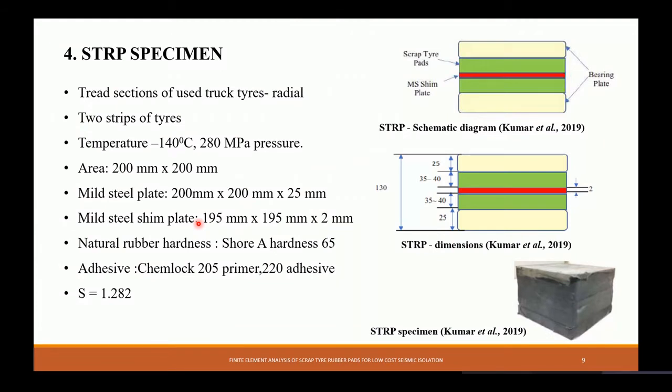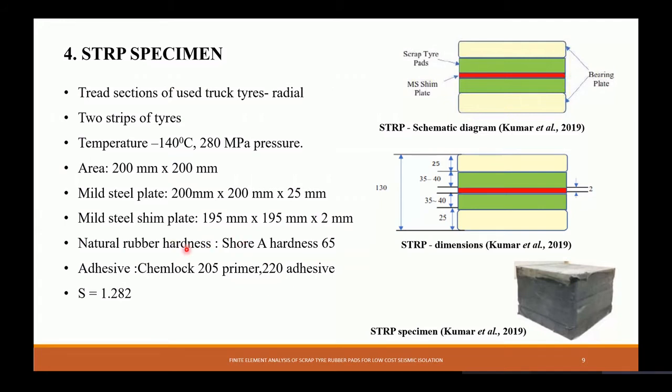Okay, so basically this is our specimen. And this is the Institution of Engineers paper on which the last presentation was based. So basically we modeled the rubber layer, the wires inside the rubber layer, the bearing plate, and then the steel shim in between. And this is basically the specimen here. The area, as mentioned, is 200 by 200 mm. We used a mild steel plate of 25 mm thickness for the outer steel plate. For the shim plate, we used 2 mm thickness.